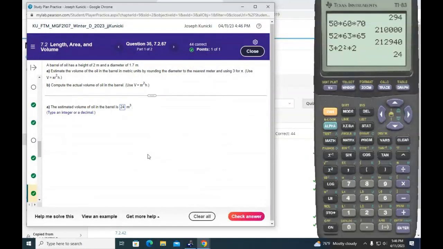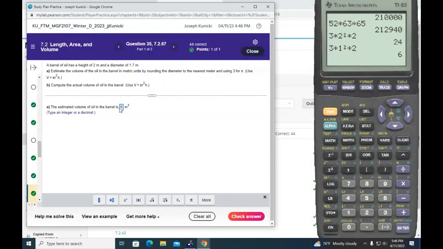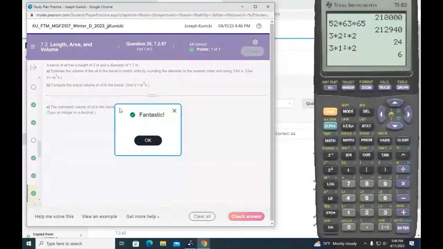Oh, oops, I did something wrong there. What did I do wrong? Oh, you did one squared and the other one not squared? Well, h is not squared. Oh, it's diameter. But we don't want the diameter, do we? We want the radius. So it's half of 2. So it's 1. So it's 6 cubic meters. See what I did wrong?